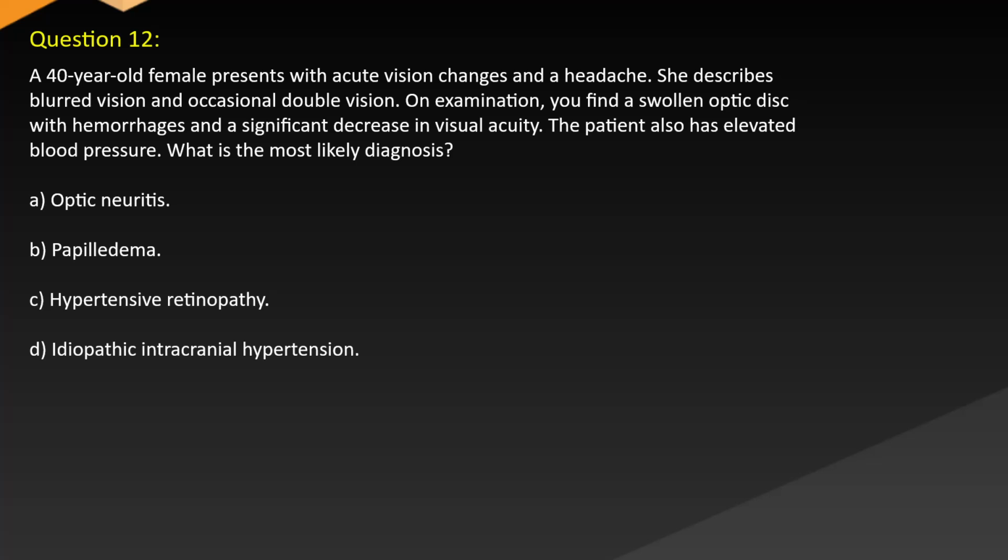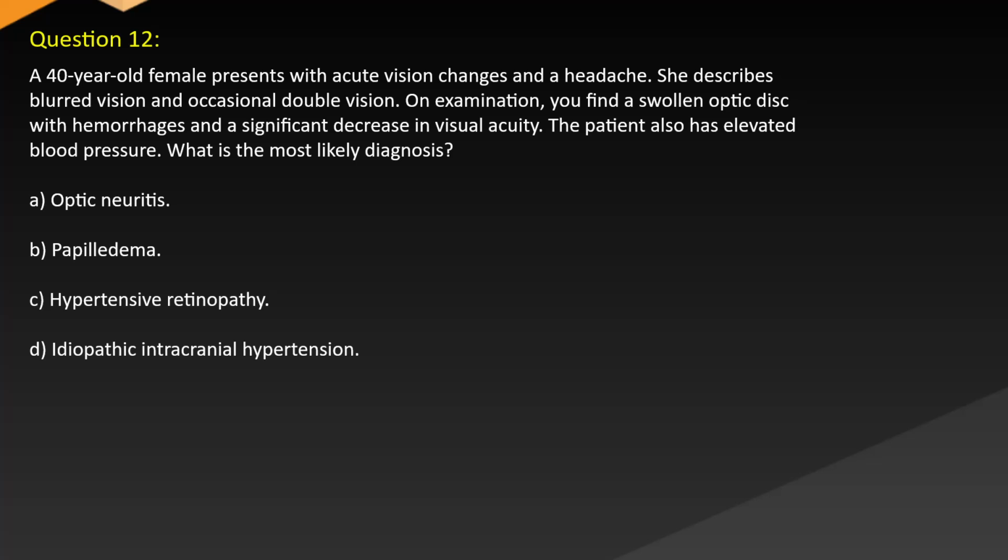Question 12. A 40-year-old female presents with acute vision changes and a headache. She describes blurred vision and occasional double vision. On examination, you find a swollen optic disc with hemorrhages and a significant decrease in visual acuity. The patient also has elevated blood pressure. What is the most likely diagnosis? A. Optic neuritis. B. Papilledema. C. Hypertensive retinopathy. D. Idiopathic intracranial hypertension.